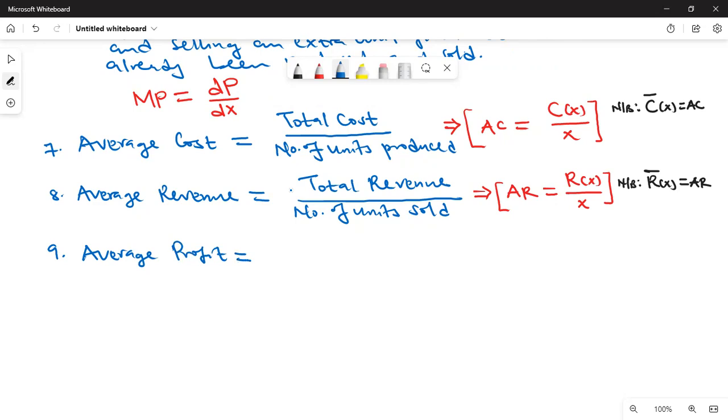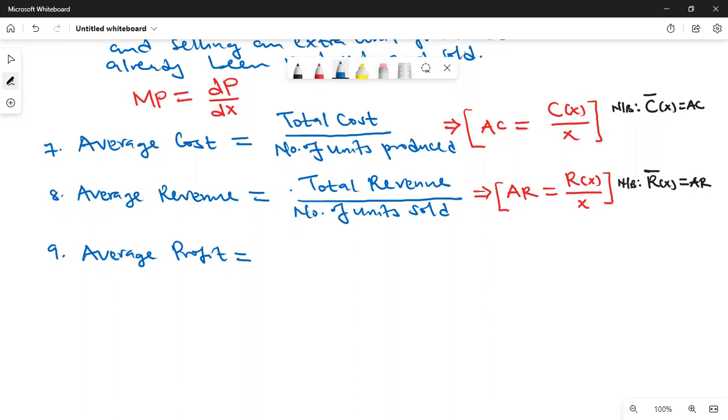On average is the same as mean. You want to know, by selling the first unit, what did I get as profit? By selling the second unit, what was the profit? So when you add all those profits, then you divide by the number of units that you produced and sold, that will give you average profit.